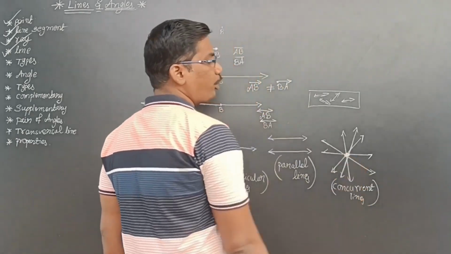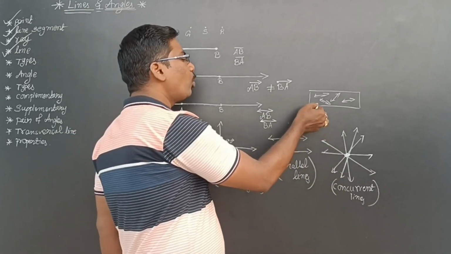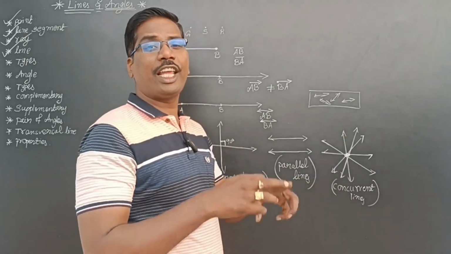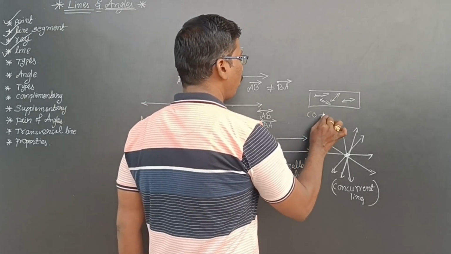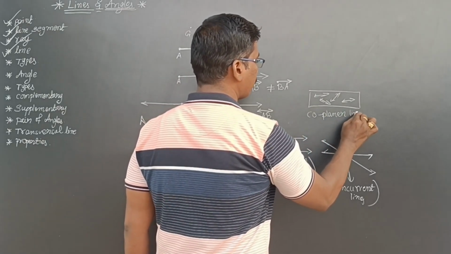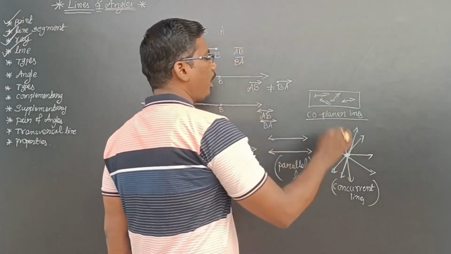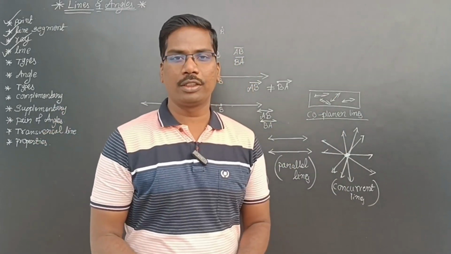And this is called point of concurrency. Next, if two or more lines are lying on the same plane, then those are called coplanar lines. So this is about lines, types of lines.